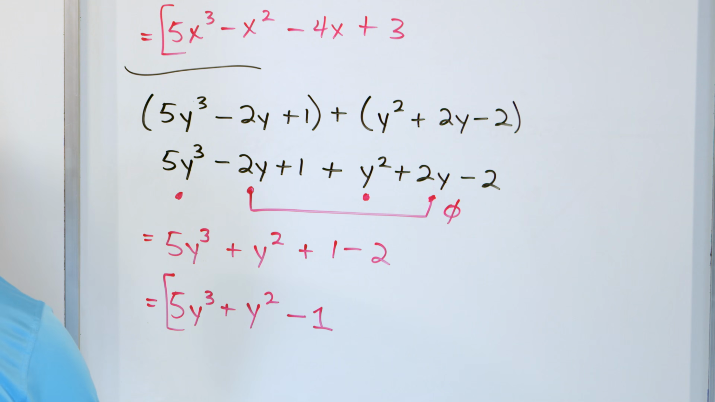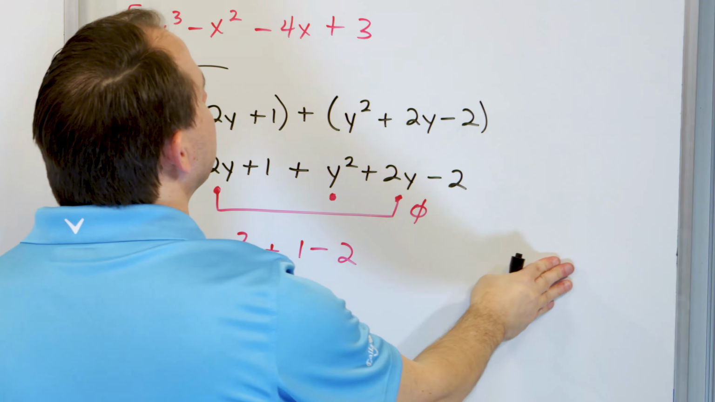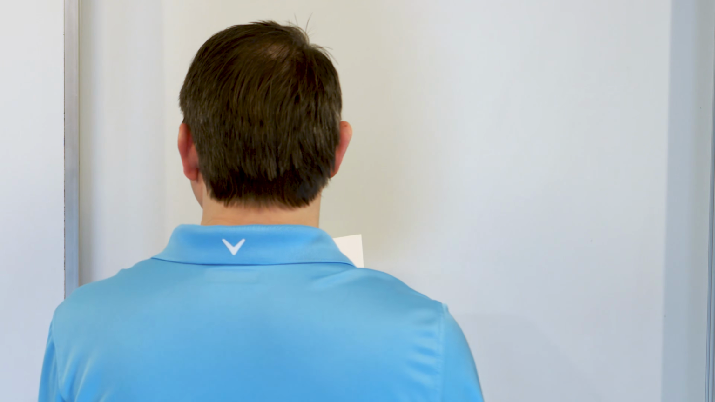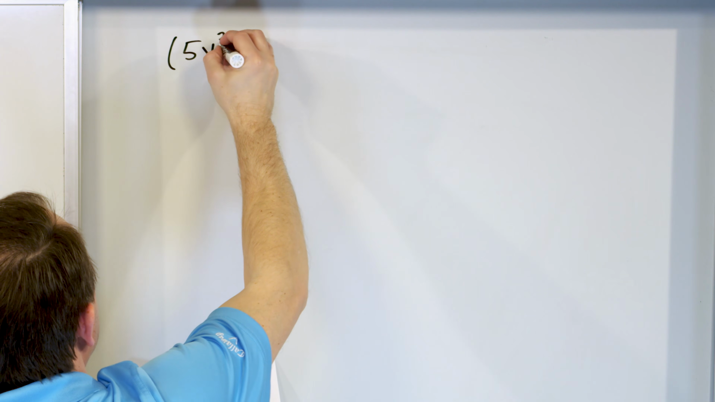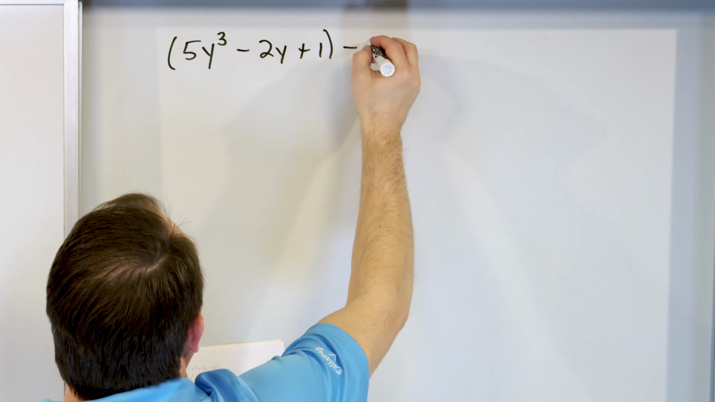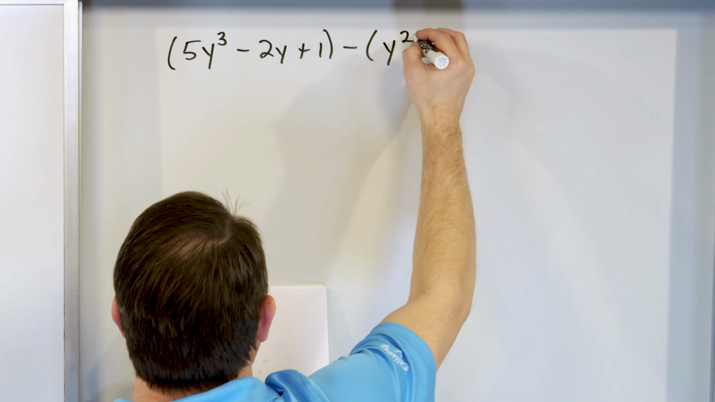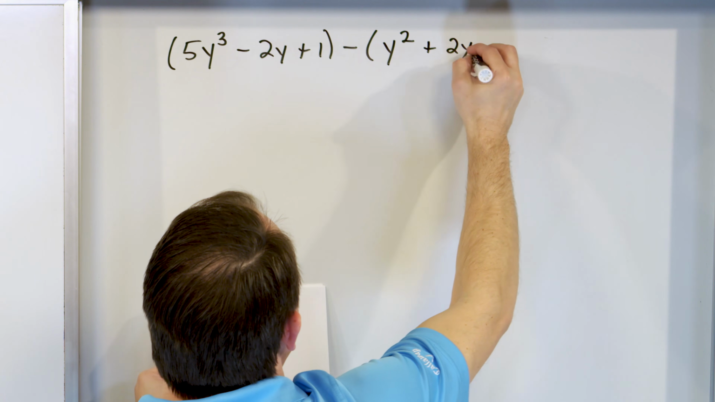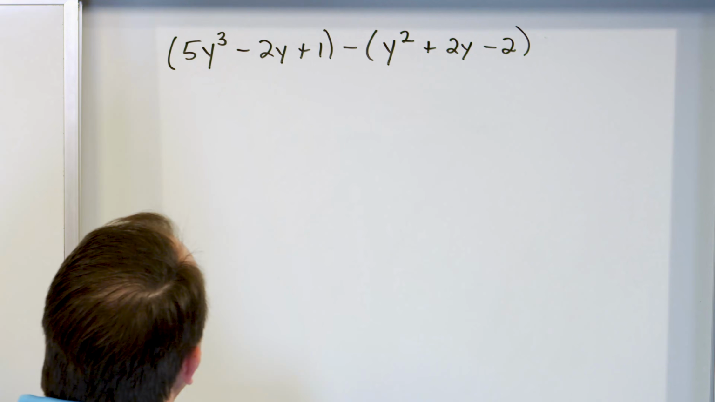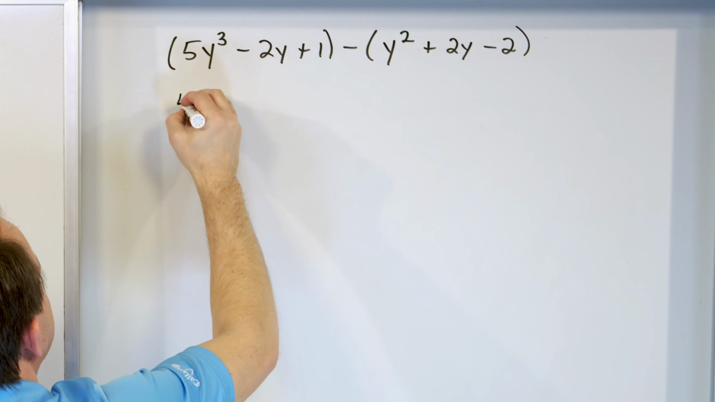Now in the final problem, we will take these exact same polynomials, but we'll have a minus sign in there. So we'll be subtracting the same polynomials instead of adding them. All right, so let's take a look. What if we have 5y cubed minus 2y plus 1, and we'll be subtracting the next polynomial, trinomial, y squared plus 2y minus 2. And we're going to subtract them, which means we have to distribute this negative 1 in. So let's go ahead and do that.